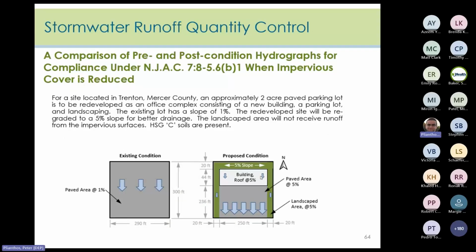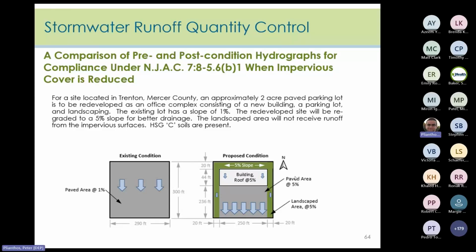Now here's an example directly from Chapter 5 of the BMP manual to demonstrate this option. For a site located in Trenton, Mercer County, an approximately 2-acre paved parking lot is to be redeveloped as an office complex consisting of a new building, a parking lot, and landscaping. The existing lot has a slope of 1%. The redeveloped site will be regraded to a 5% slope for better drainage. And the landscaped area will not receive runoff from the impervious surfaces. Also, hydrologic soil group C soils are present.